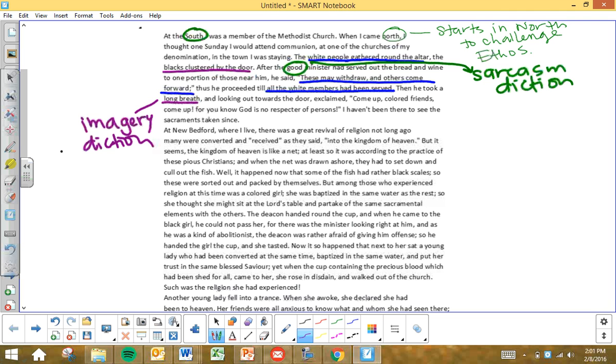So the picture. Then he took a long breath, exclaimed, "Come up, colored friends, come up for you. You know God is no respecter of persons." So when the colored people get to that, last, friends, and then he says, "For you know God is no respecter of persons." What do you think he means by God is no respecter of persons? Yeah, God doesn't care who you are.